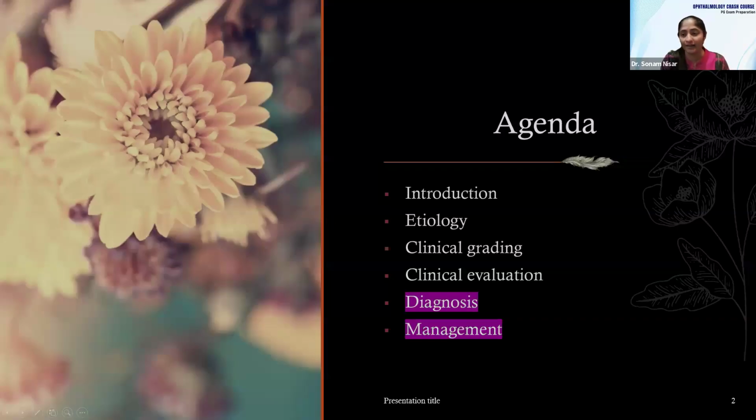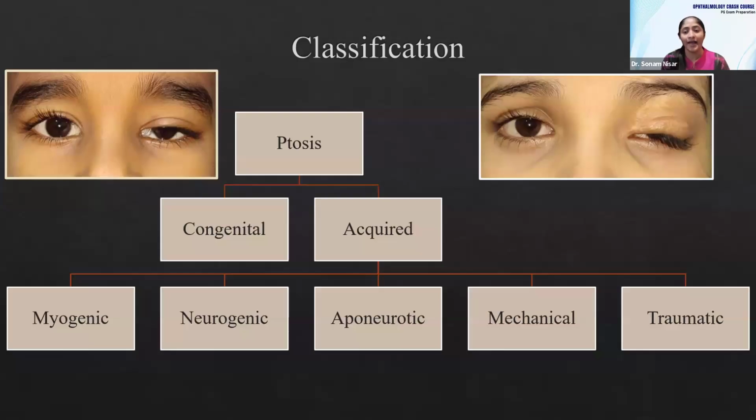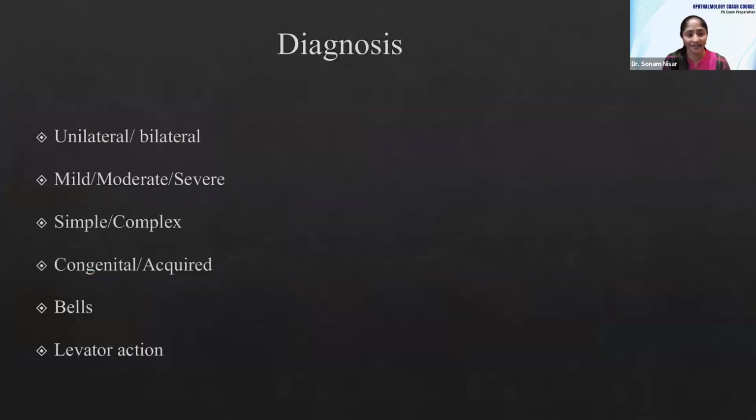So I think my colleague, Dr. Anju, has actually spoken in detail about the introduction, etiology, clinical grading and evaluation and diagnosis. And she's beautifully covered everything there. So now, when you are at the level of deciding the management, like Dr. Anju clearly said, you have to know whether it's a unilateral or bilateral ptosis, whether it is congenital or acquired, whether it is mild, moderate, and severe, what is the LPS action, whether it is good, fair, or poor. How is the Bell's?